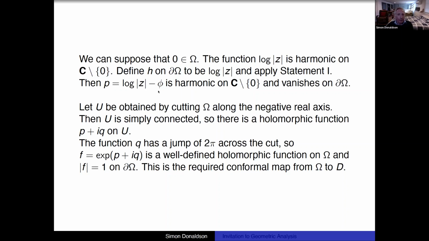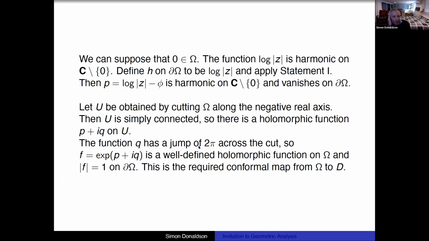So when we've removed the origin from omega, it's no longer simply connected. But if we make a cut along, for example, the negative real axis, then we get a simply connected set, U. So on this set, we can find another function, Q, so that P plus IQ is holomorphic. So this function Q has a jump as we go across the cut.